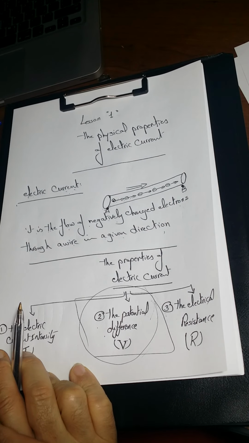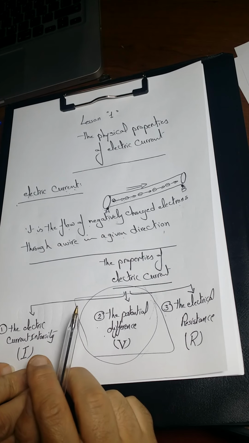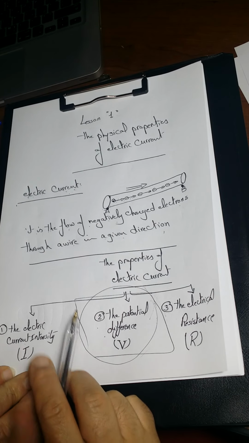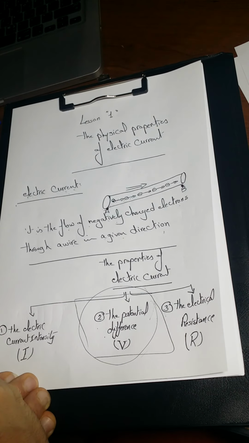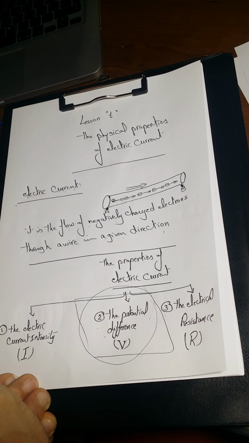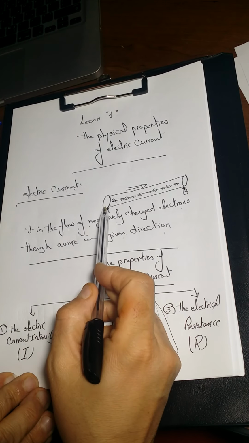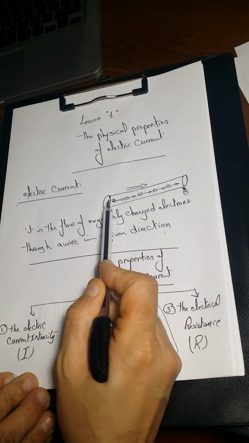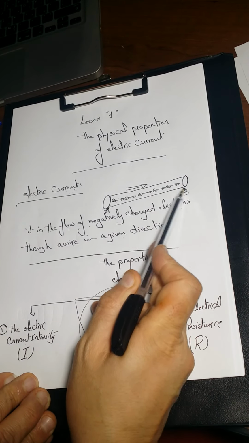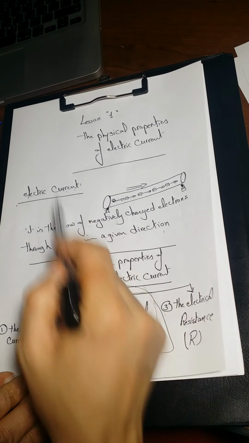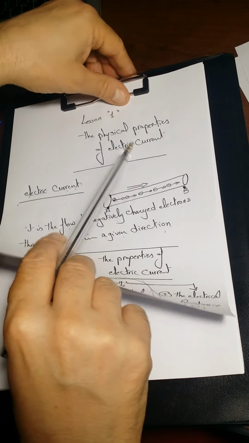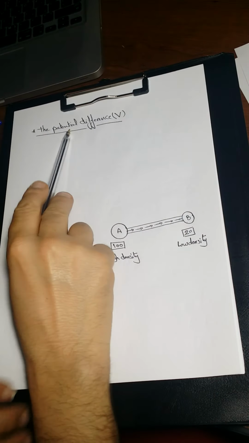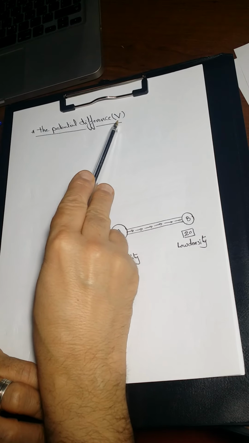Dear Middle 3 students, we are going to continue lesson 1 of Unit 2, whose title is the Physical Properties of Electric Current. We stopped at this question: why do the electrons flow from A to B, not from B to A? And we said that to answer this question we have to study the potential difference, which is denoted with V.